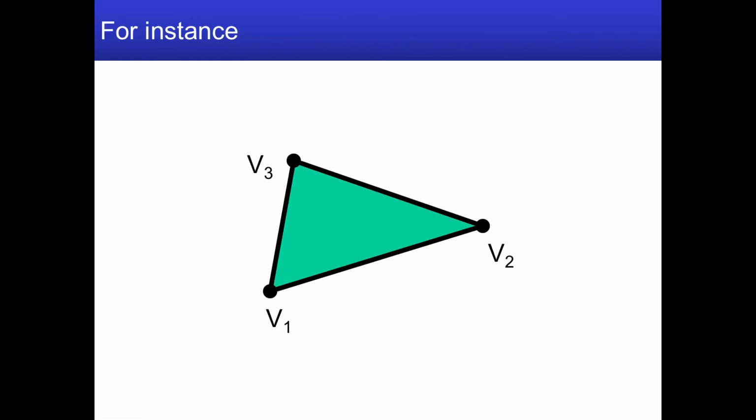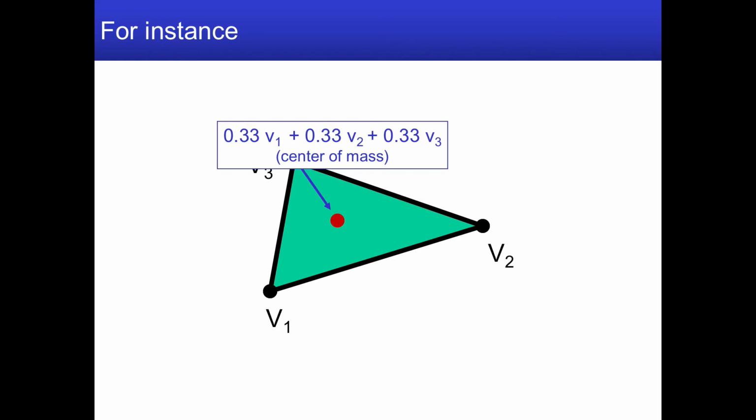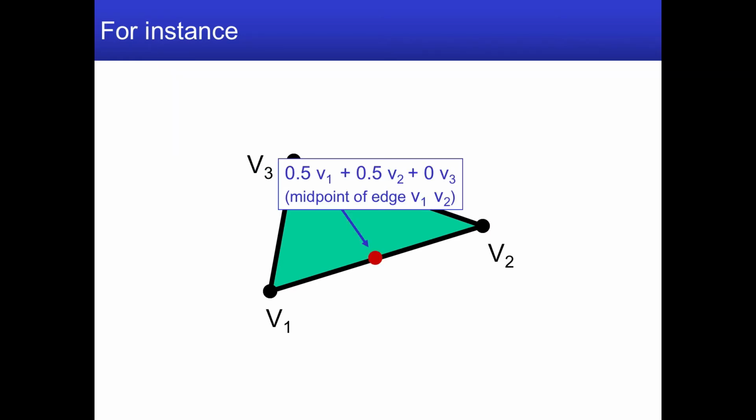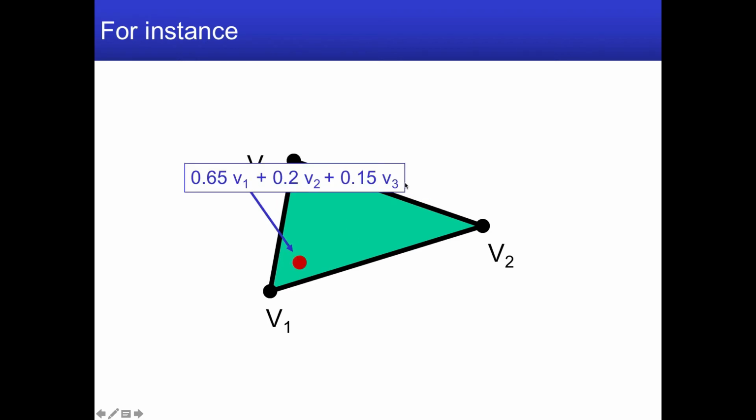So you can express this position as a linear combination of the vertices, and this position, which is the center of mass, is 0.3 periodic, right? I approximated 0.33. And for example, if something is on the edge, this boils down to line interpolation, so it means it's 0.5 v1 and 0.5 v2, and so on. If you get this one, it's much closer to v1, so you have 0.7065 and so on. Okay.